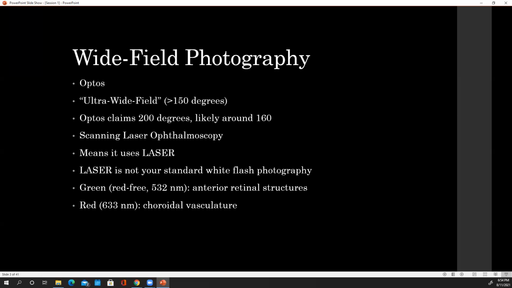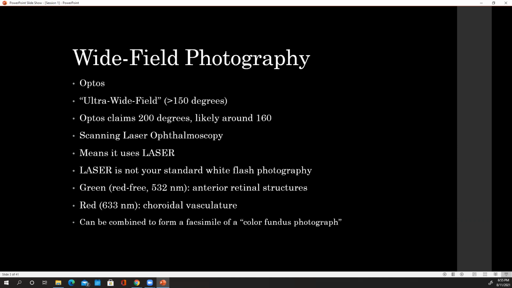If you look at these two, the different wavelengths can actually penetrate and bounce off of different structures, because the wavelengths themselves have a propensity to change the way they reflect off of things by virtue of being different lengths in terms of the wave. So green tends to bounce more off of the anterior retinal structures, and red tends to bounce more off of the choroidal vasculature.